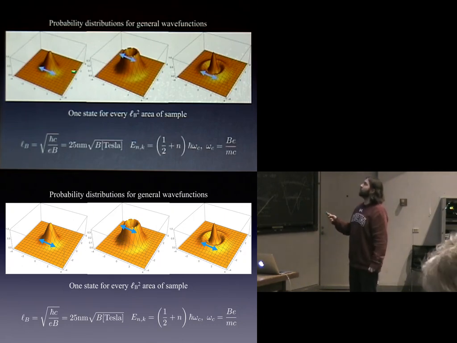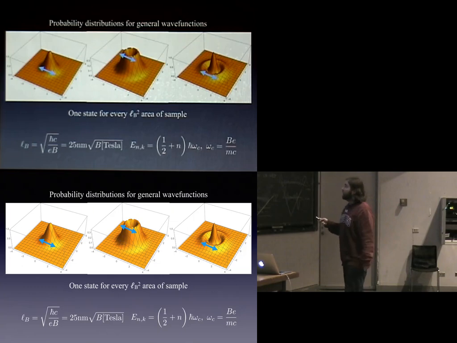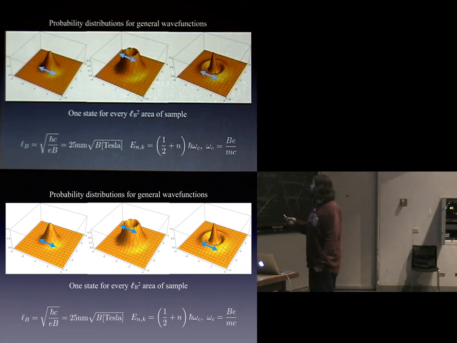So these are pictures of the probability distributions for some generic wave functions. So there's this length scale and there's an energy scale.